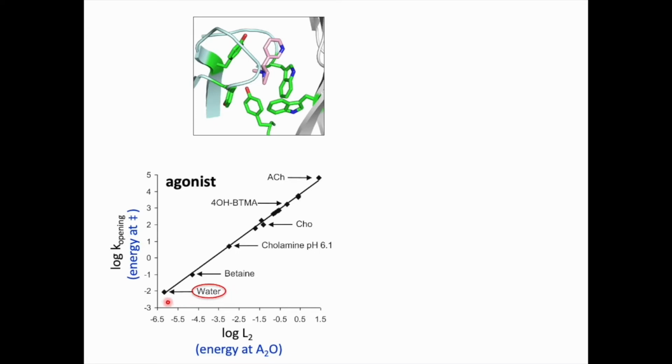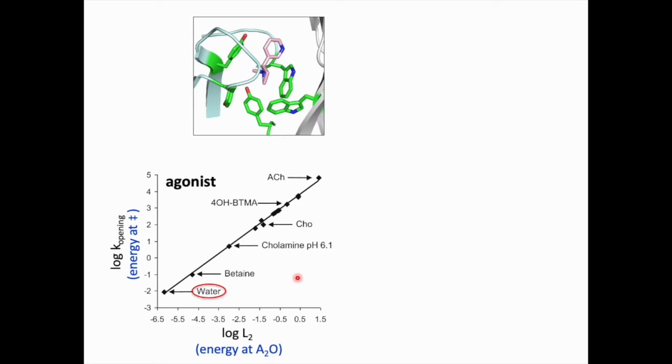Everything shown here to the right of water is an agonist. And if there were inverse agonists, and we have yet to find any in the nicotinic acetylcholine receptor, they would be to the left of this line. So water is the dividing line between what's an agonist and what's an antagonist, but it does fall on the plot nonetheless.